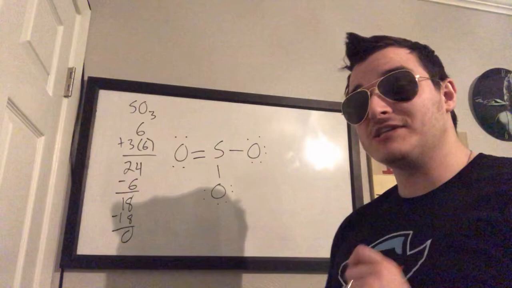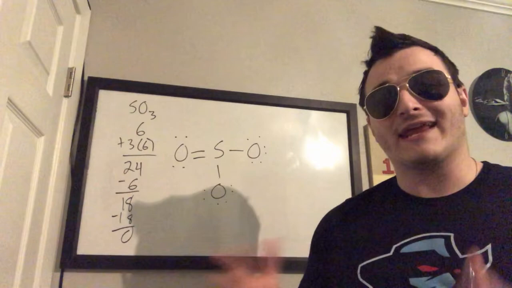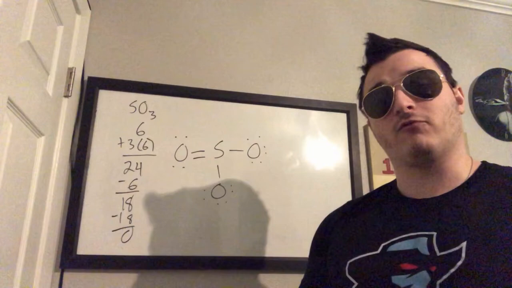S with a double bond to the left one, S with a double bond to the bottom one, or S with a double bond to the right one. However you're drawing it, it doesn't matter. There's 3 different ways you could draw this. And this is our first example of what is known as resonance.